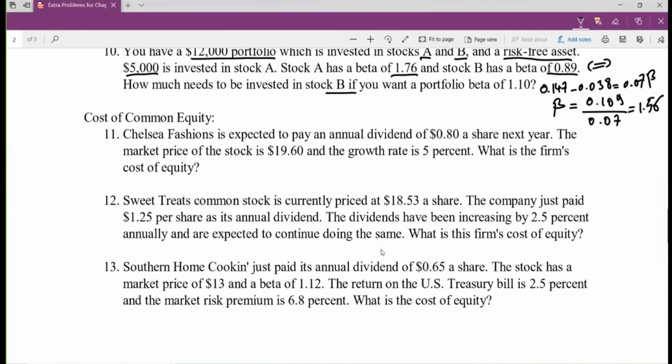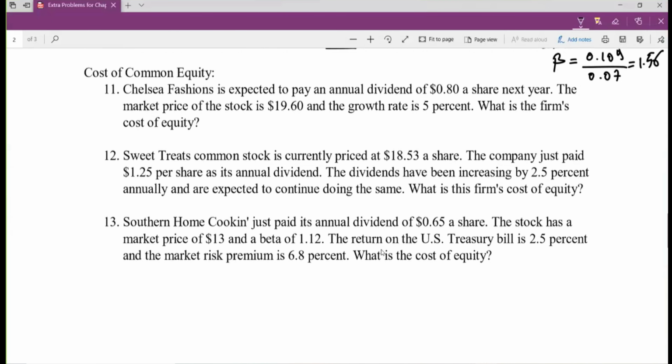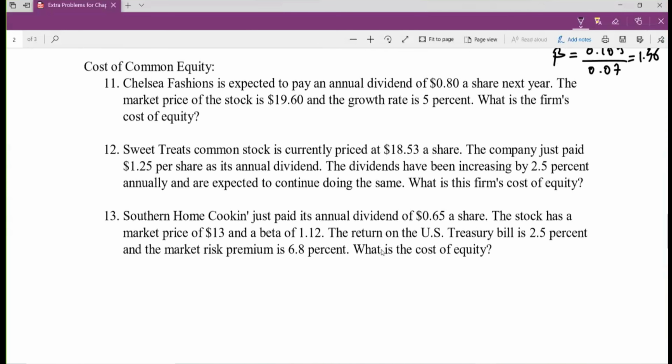Now I move to problem 11, the first problem that relates to the weighted average cost of capital. The first problems cover the cost of common equity, and here we will see two cases: the case of the dividend growth model and the case that relates to the capital asset pricing model, or the security market line.